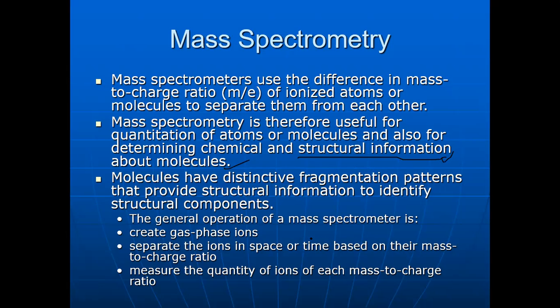The general operation of mass spectroscopy is creating a gas phase ion. Naturally, every instrument does this; we should convert the sample into the gas phase. Then separation of ions in space or time based on their mass to charge ratio. Based on the mass to charge ratio, they will separate all the ions in the solution. Then measure the quantity of ions present at each mass to charge ratio. What is this, students? We just feed the sample, convert it into gas, divide everything into ions, and calculate the mass to charge, how much mass and how much charge is there. Like that, the mass spectroscopy is calculated.